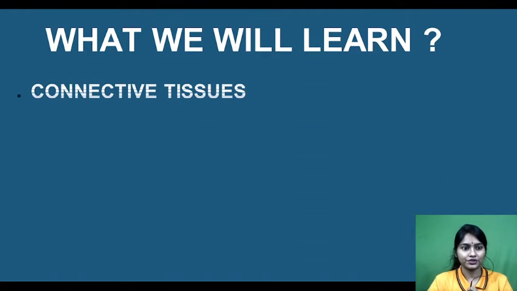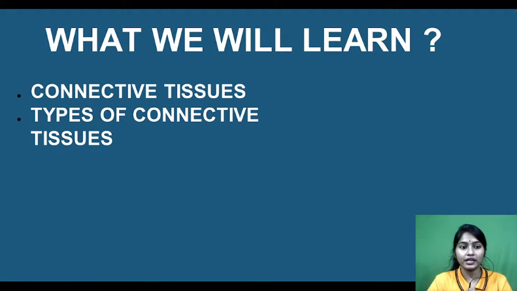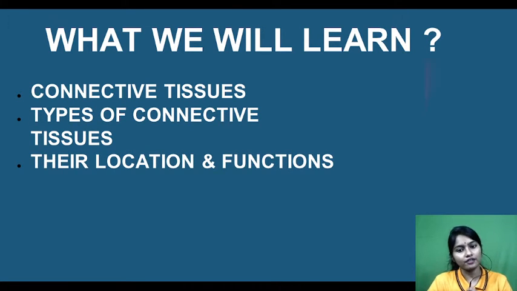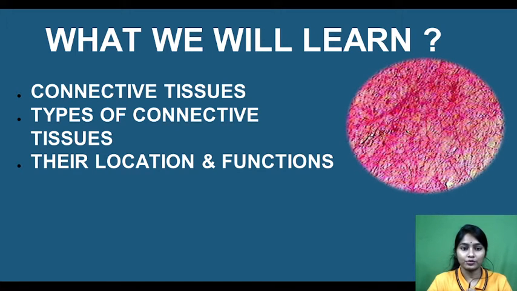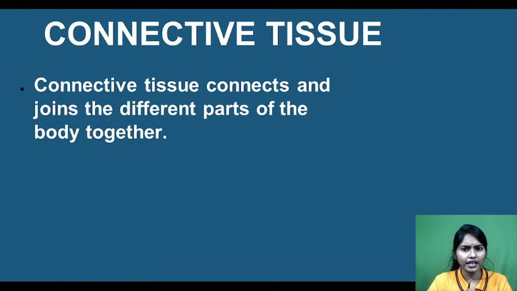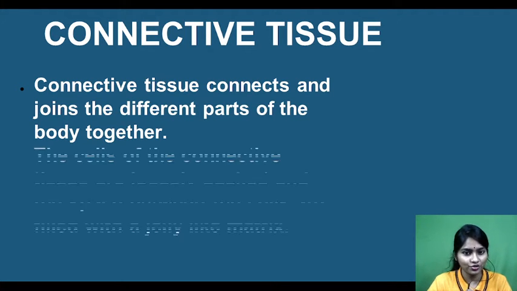So what will we learn today? We will be discussing connective tissues, types of connective tissues, their location and functions, right? There are different types of connective tissues about which we will be discussing today. So what are connective tissues? By their name you can conclude that connective tissue connects. It means they connect and join the different parts of the body together. Their function is to connect and join the different parts of the body together.